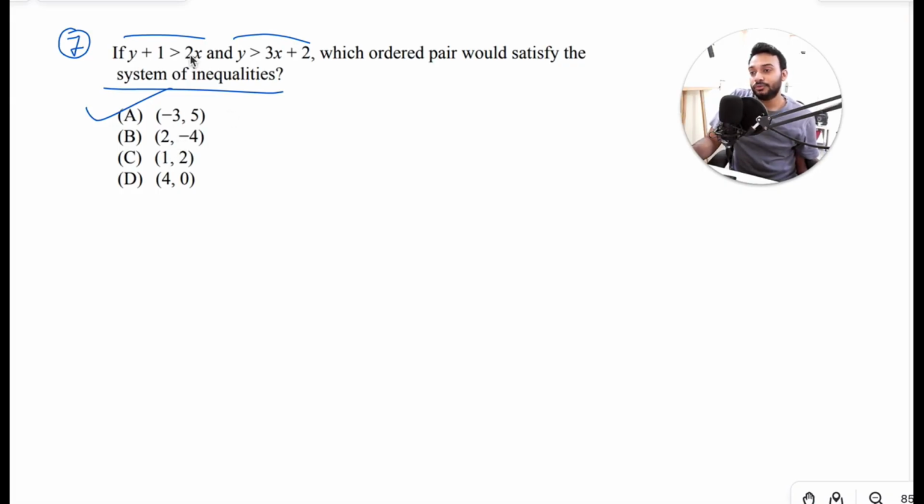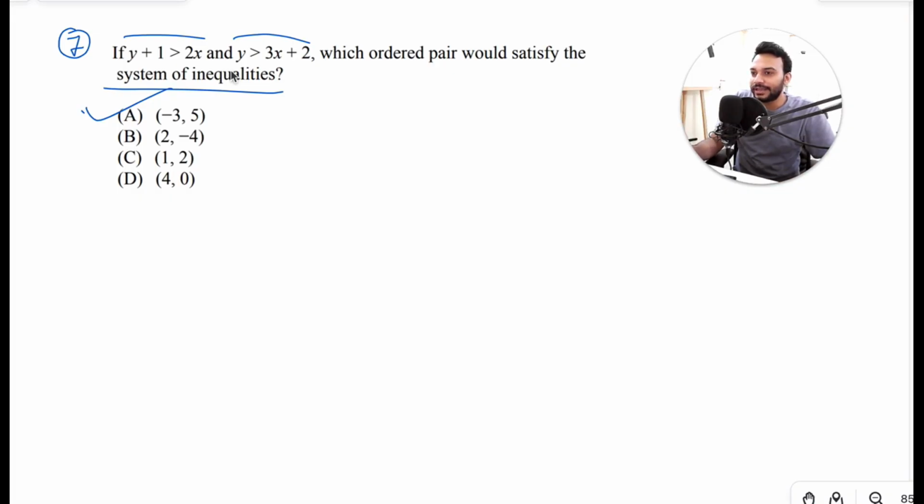Option B, x is 2. So the first one, 2 times 2 is 4. And y is negative 4. Not satisfied. So the first inequality is not satisfied for option B. Option C, x is equal to 1. So this is 2. Y is 2. So 2 plus 1, 3. 3 is greater than 2. First inequality is satisfied. Second one, x is equal to 1, so 3 plus 2 is 5. Y is 2. So second one not satisfied. And then x is equal to 4, y is 0. Again not satisfied. So option A is the correct one.